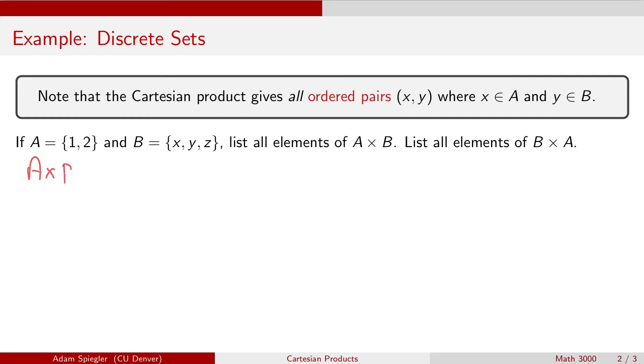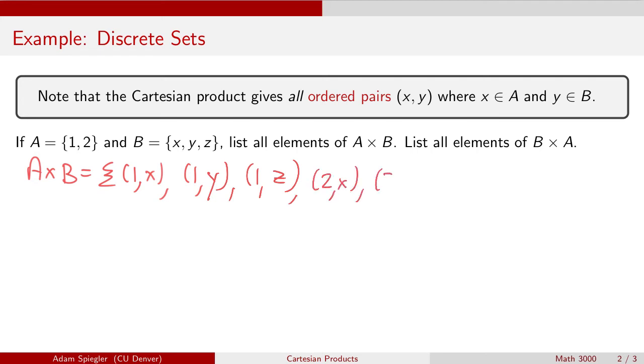In A times B, all of the elements in this set have to have the first coordinate in the ordered pair be 1 or 2. So I have one element whose first coordinate is 1 and second coordinate is x. I have a second element whose first coordinate is 1, second is y, and we get one of these. Then we similarly get 3 more elements when we pick 2 as the first element in the ordered pair, and then x, y, and z for the second. So this set consists of 1, 2, 3, 4, 5, 6 elements. 6 ordered pairs are in that set.